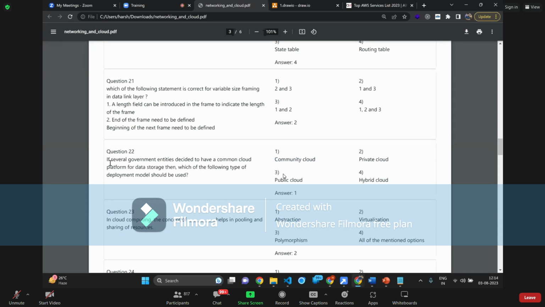Now you can see here, if several government entities decide to have a common cloud platform for data storage, but they are all government entities only, right? Can a private entity come and access this data? No, they cannot, because only government entities want to use that data. But are they a single government entity using a private cloud? No. Multiple entities, but within the government. That's why we call it a community cloud. So the answer should be community cloud.